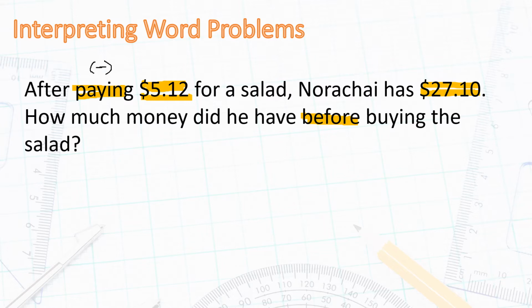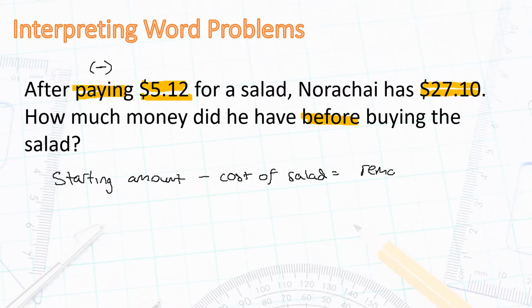So thinking about it, we would have money in wallets, so starting amount minus cost of salad equals remaining amount. So that's our story that we have. Filling in some of the gaps. Starting amount we don't know. I'm going to call that A for amount. Minus cost of the salad was 5.12, and the remaining amount is $27.10. So I filled in the information I know.